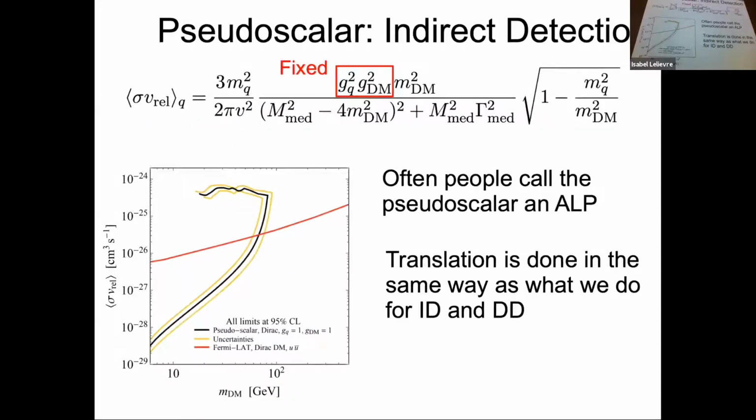And lastly, you can do the same with indirect detection. The strategy is to just use this formula here, the cross-section sigma v, it's not thermalized. Since we're varying dark matter mass and mediator mass, we fix these couplings. The only thing you're varying here is mediator mass and dark matter mass. And so you can translate the bounds from the mediator mass, dark matter mass plane to this one.